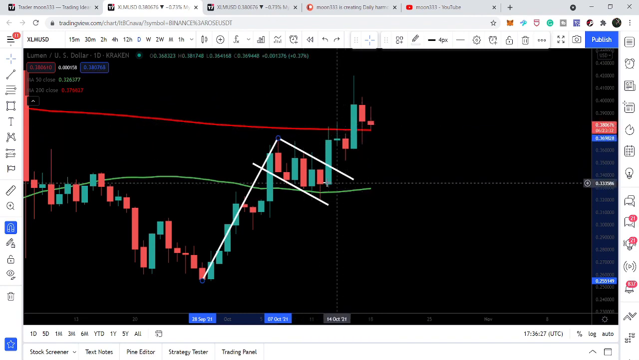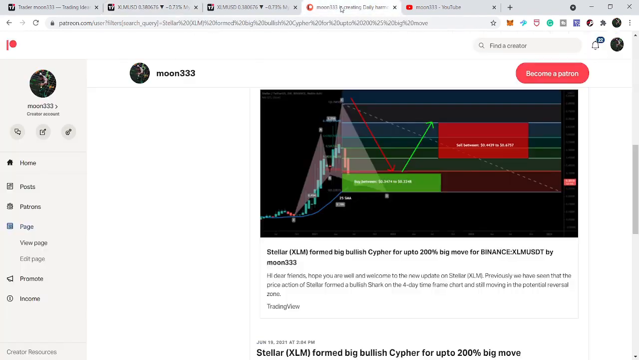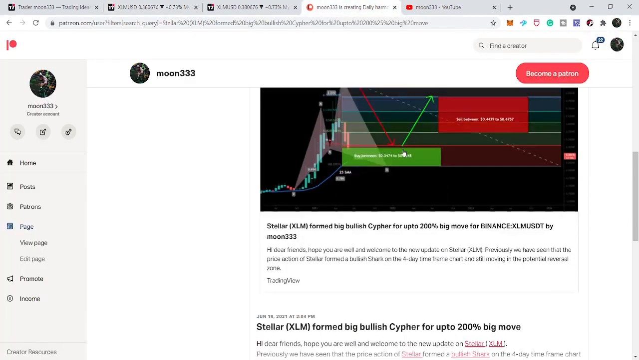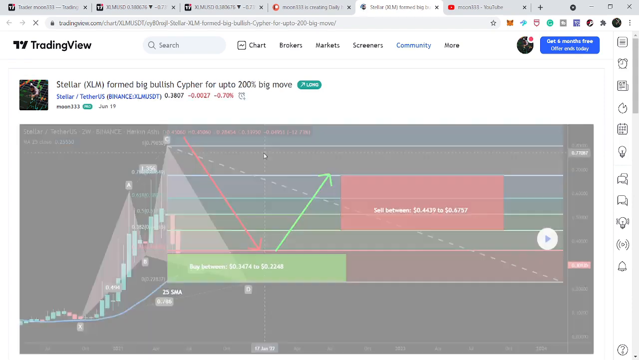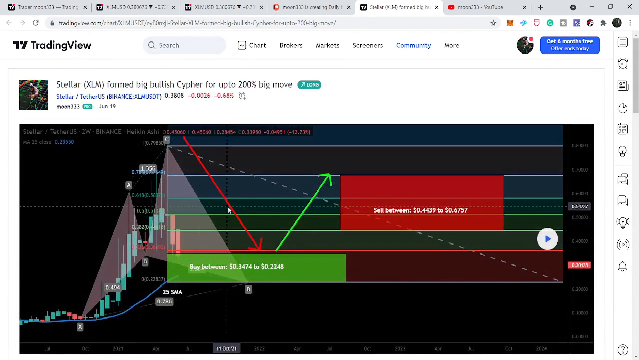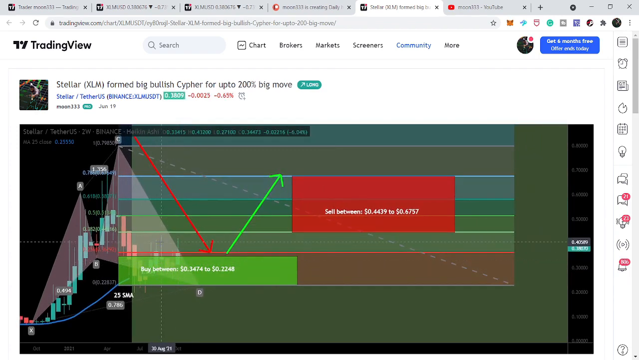Now this was the target for the bull flag, and our bigger target is here. This is the pattern that I shared in the month of June with my members at the Patreon, and that was a very big formation of a harmonic bullish reversal Cypher pattern on the 2 weekly time frame chart. I have been sharing these buying and sell targets with you on YouTube as well. The price line completed this final leg, and I'm just going to play the chart, and you can see that the price line reversed bullish but did not hit the sell target so far. So this bigger move is still due, that is up to 67.57 cents.